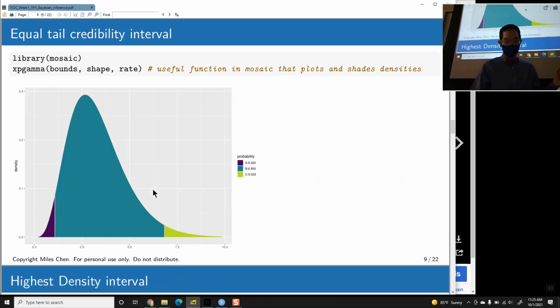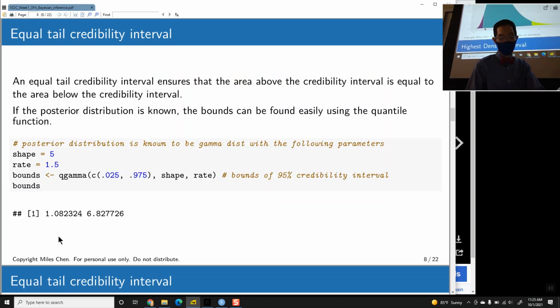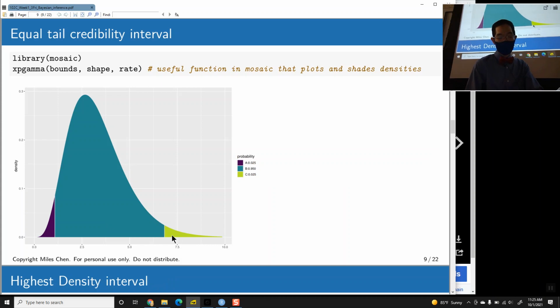So here, I just want 2.5% over here, and I want 2.5% over here. So the size of this side is 2.5%. I've got 2.5% over here, and this would be my 95% credibility or probability interval. I've got 95% in the middle, and these would be the bounds. The bounds in this case would be 1.08 and 6.82. If I shade in the area over here, I have 2.5%. If I shade in the area over here, I have 2.5%.